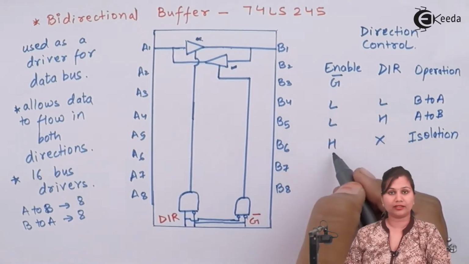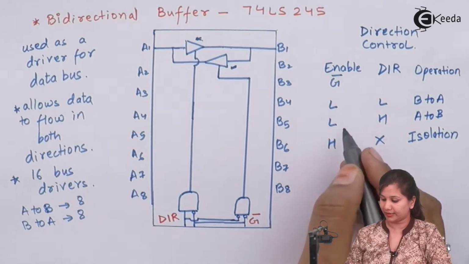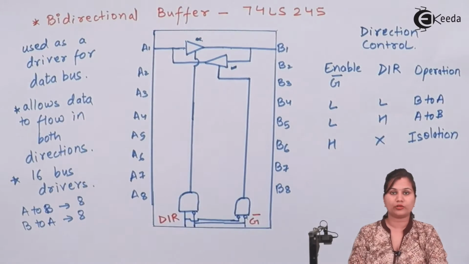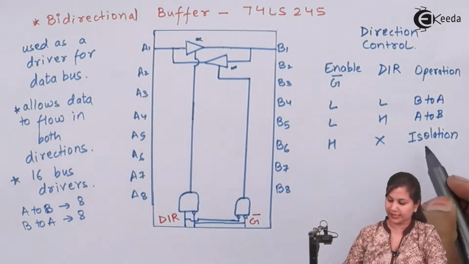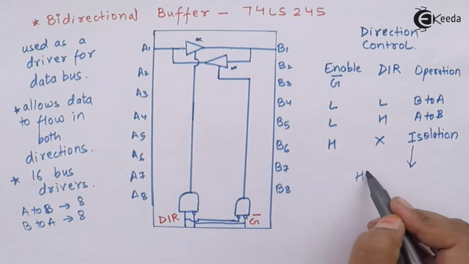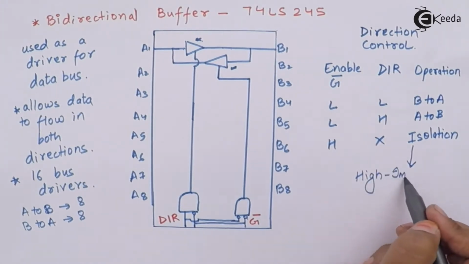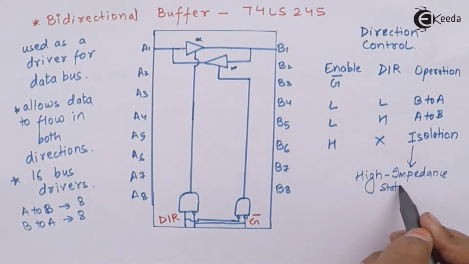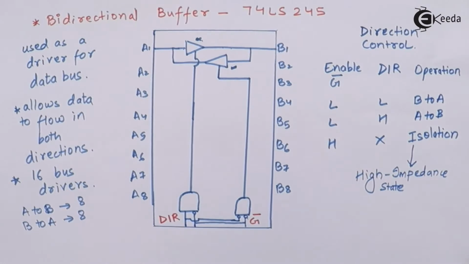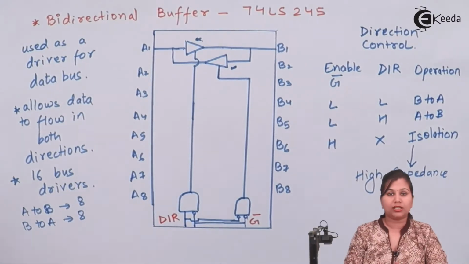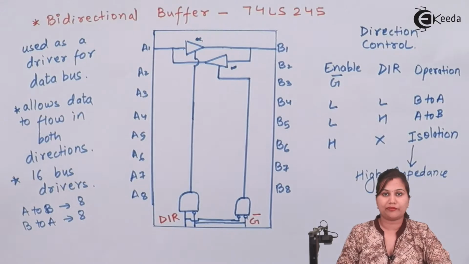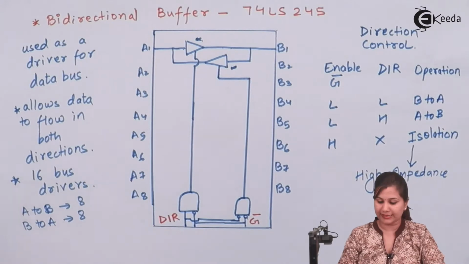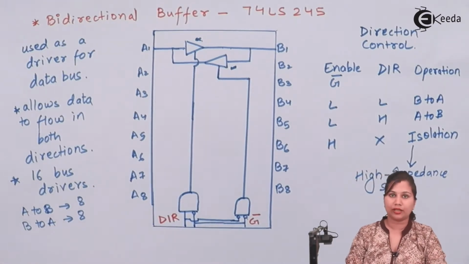But if we have a high input, that is 1, at this enable line, then the IC will go into the high impedance state. In the high impedance state the device works as if it is disconnected, meaning it is isolated from the circuit. So this is how the tri-state buffers work. We have taken two examples, one for the octal buffer and the second for the bi-directional buffer.